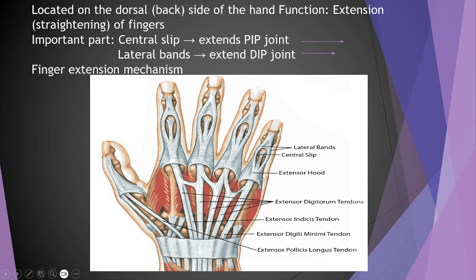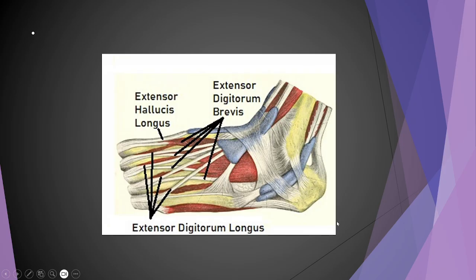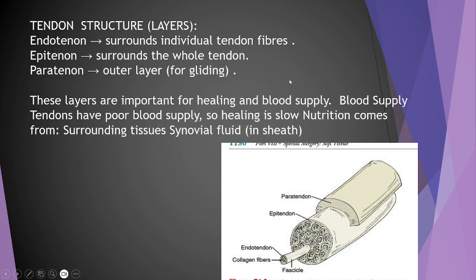Okay, so here you can see the structures. Central slip, lateral band, and the extensor digitorum, extensor indicis tendon, extensor digiti minimi tendon, and the extensor pollicis longus tendon. Now, in the foot region, you can see the extensor digitorum longus and the extensor digitorum brevis. Now, structures of the tendon. Here you can see the tendon fiber, and collagen fibers are written here.